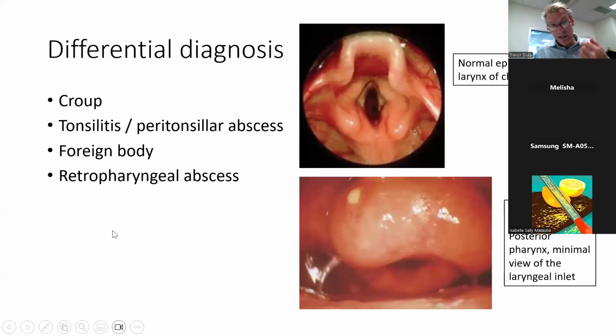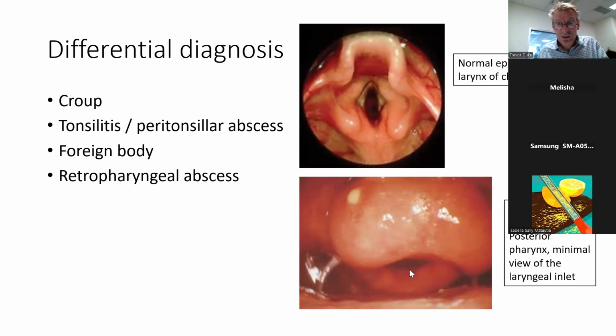And this is what the airway looks like when you've got epiglottitis or a retropharyngeal abscess. This is a normal airway. You can see the normal epiglottis. When you do a laryngoscopy, you can see the vocal cords and the laryngeal inlet, and there are the true and the false vocal cords and the epiglottis. And here is where the posterior pharynx is very swollen, and the epiglottis as well is very swollen. So this is a large retropharyngeal abscess with epiglottic swelling.